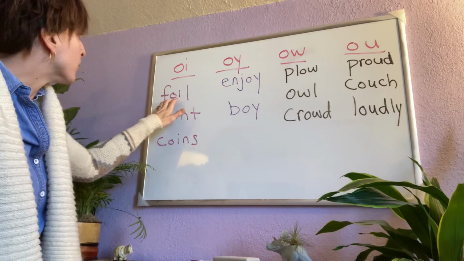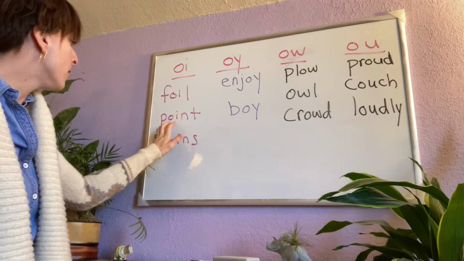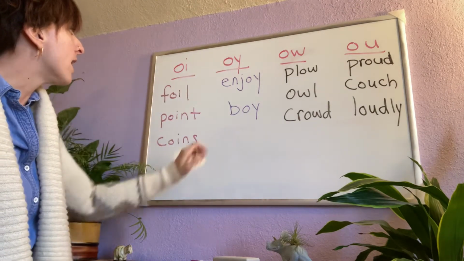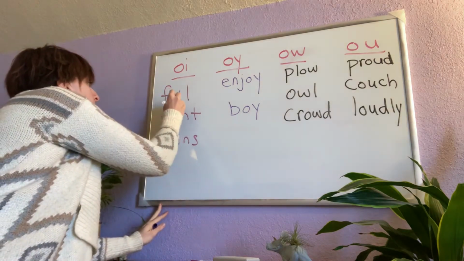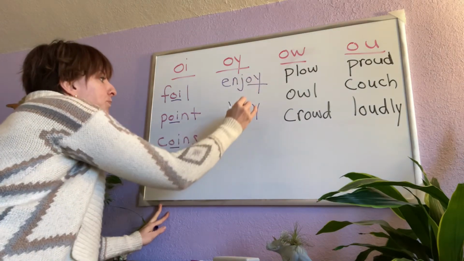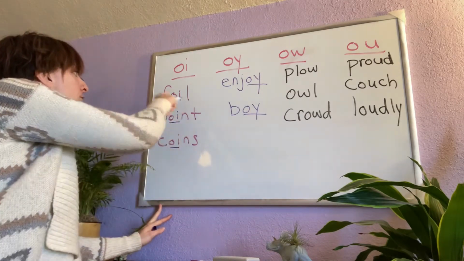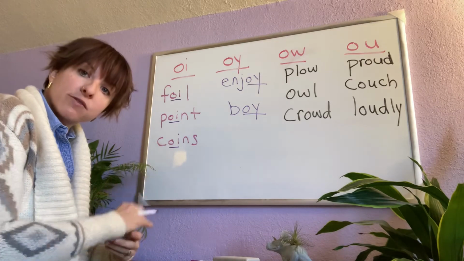Let's read down these words. For O-I, I see foil, point, coins. For O-Y, I see enjoy and boy. Now, I'm going to underline the diphthongs in each of these columns. What do you notice about the placement of O-I? Is it at the beginning, middle, or end of a word?